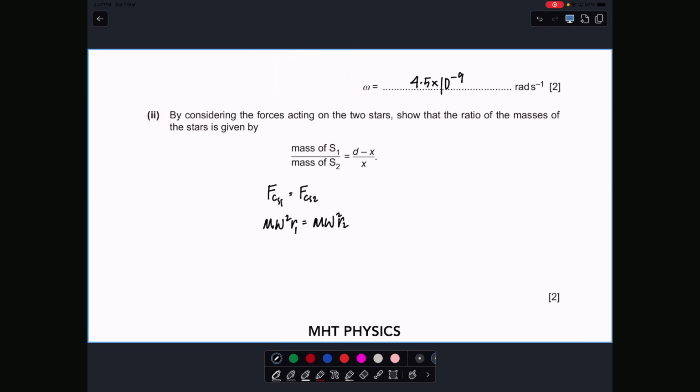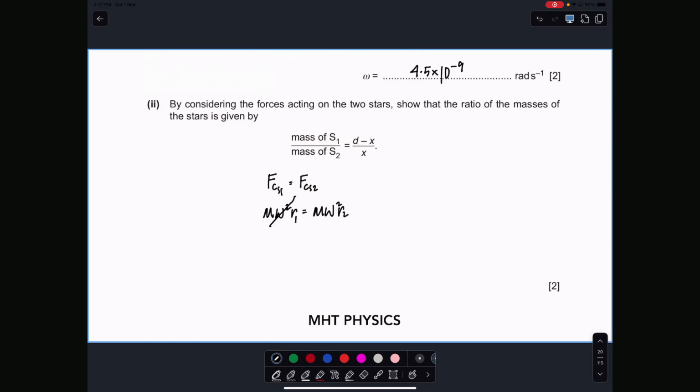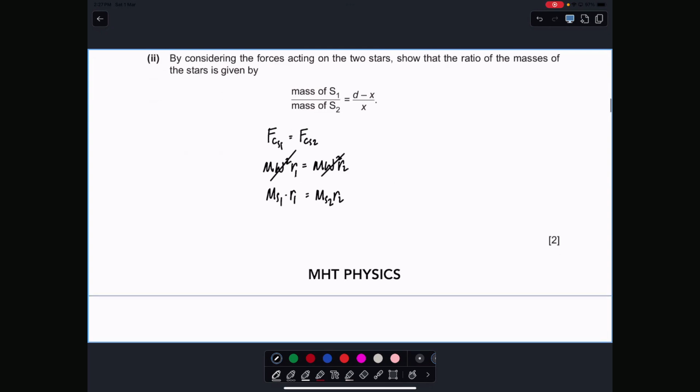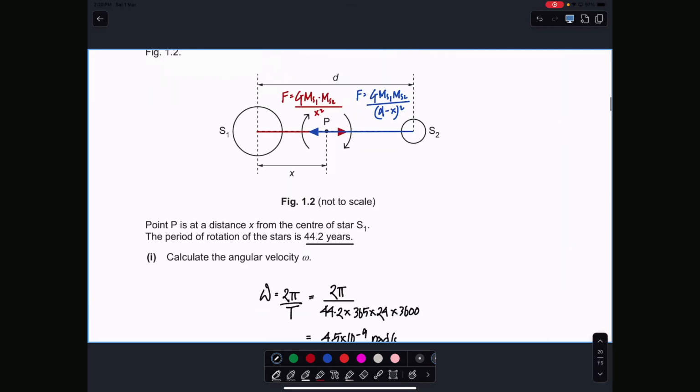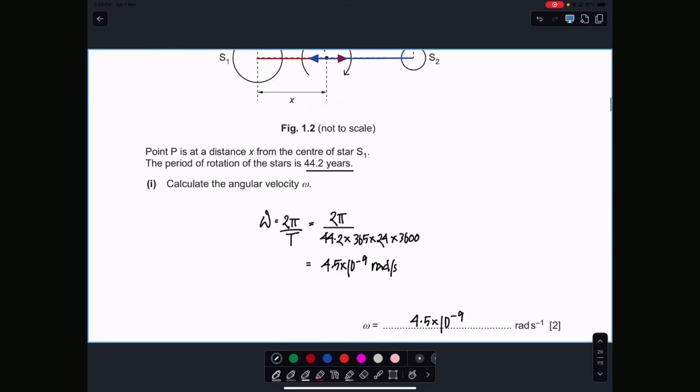Same time period, right? Rotation, yeah, it's a central system. So omega and omega cancel out. It is going to be mS1 R1 equals mS2 R2. So mS1 by mS2, how many marks is this? 2 marks, right? So equals R2 by R1. R2 is D minus x and R1 is x. Because the constants are the same, so it is just the length ratio.